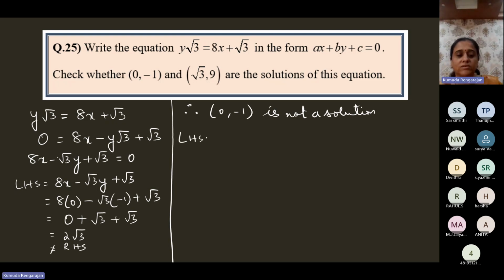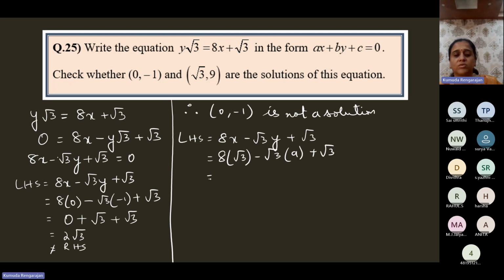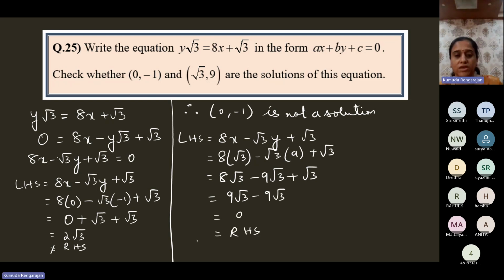Now again, LHS is equal to 8x minus root 3y plus root 3. Now here x is root 3, 8 into root 3 minus root 3 into y is 9 plus root 3. So 8 root 3 minus 9 root 3 plus root 3. Now 8 root 3 plus root 3 is 9 root 3 minus 9 root 3, which is 0, which is the RHS. Therefore, (root 3, 9) is a solution.